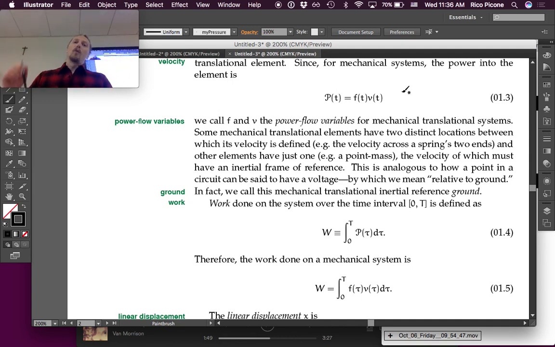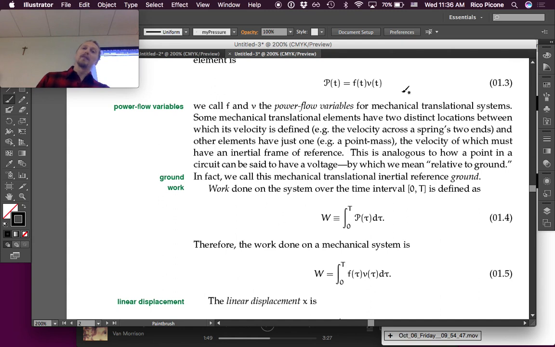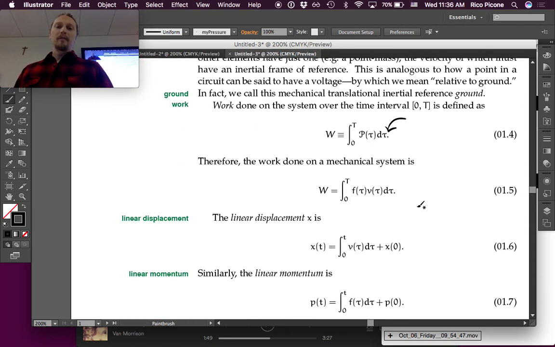Okay. Work done on the system over time interval 0 to t is defined as the integral over that time interval of the power. And we use this integration variable tau because we're good calculus boys, right?